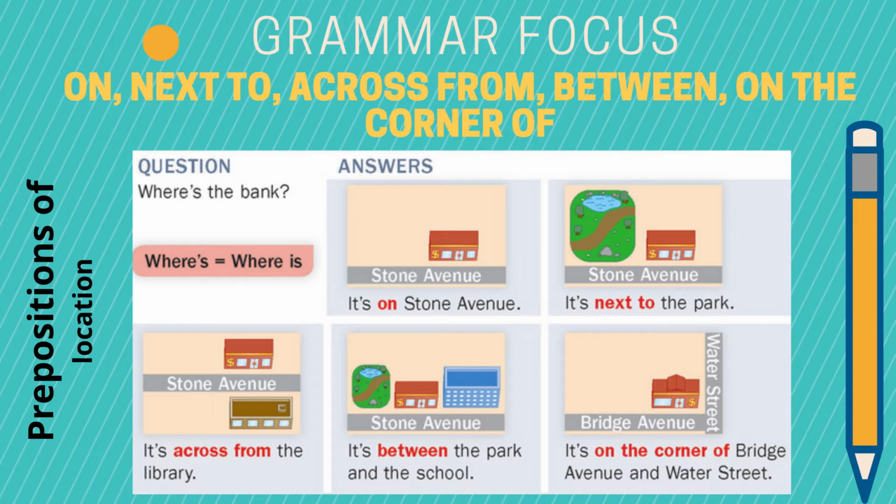If we look at the pictures that you see on your screen, you will see a question. Where is the bank? Now remember, this has a contraction. Where is and where's. Where's is the contraction for where is. I'm going to use the contraction when asking the question. So, here we go. Where's the bank? Answer. It's on Stone Avenue.